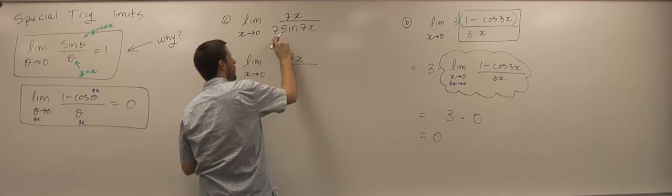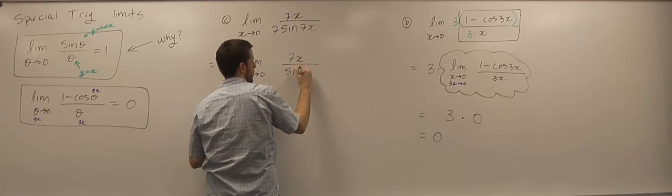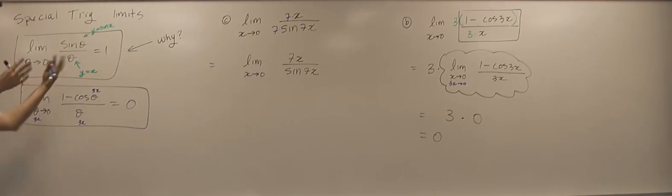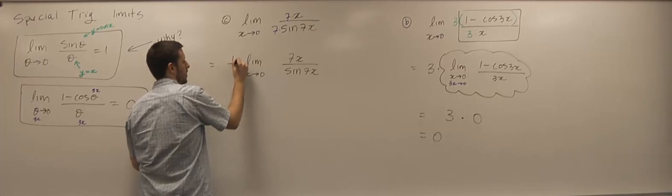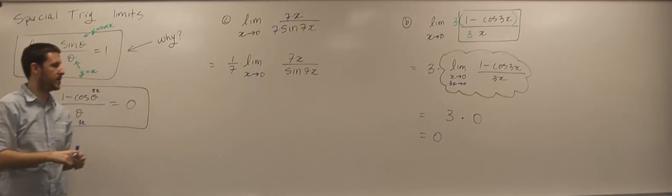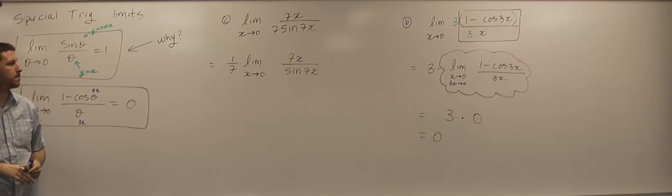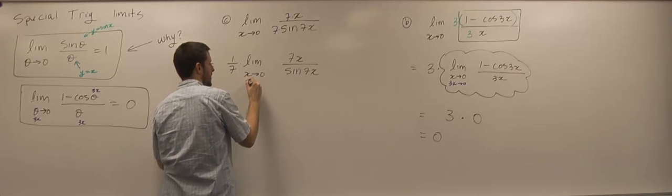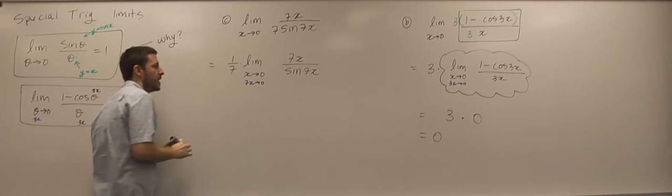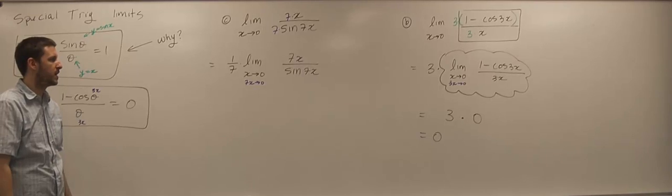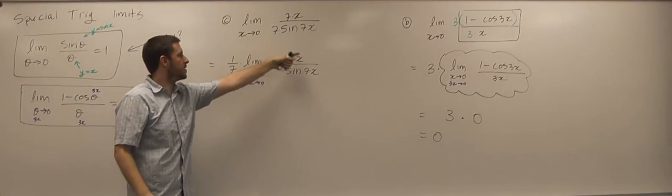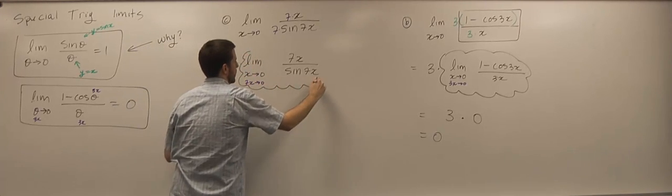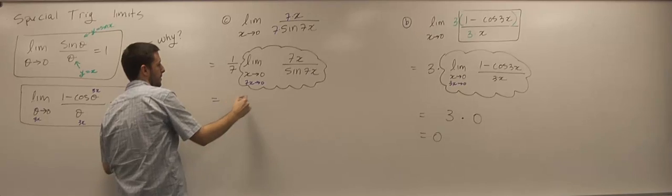Now what I'm going to do is pull out the bottom 7 because he doesn't fit my format. So the bottom 7 is going to be yanked out as a 1 over 7, 1/7. But you got to keep them on the bottom. Now this guy, whether x is going to 0 or 7x is going to 0, it's the same thing. So this limit right here is equal to this guy right here, is equal to what? 1.